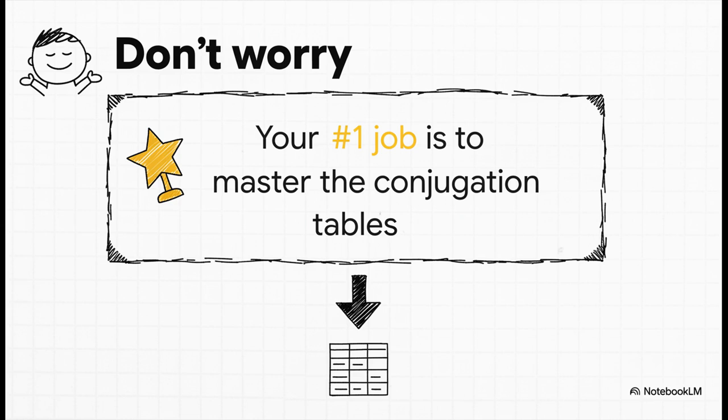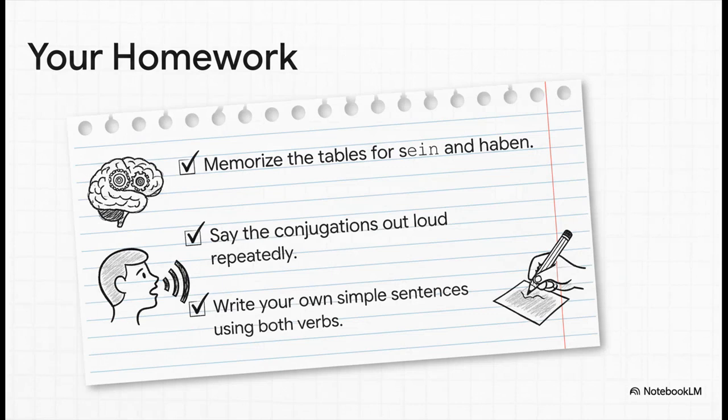For today, your only job is to go back and master those two tables we looked at earlier. So, to wrap everything up, your mission is simple. Memorize those conjugation tables. You honestly can't over-practice them. Write them out, say them out loud while you're making coffee, make up little sentences like ich bin and ich habe. The goal is to make these two verbs part of your German DNA.